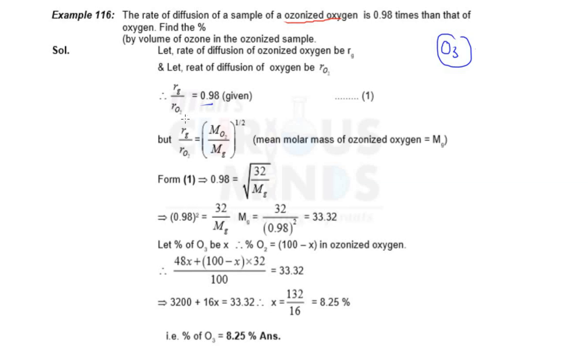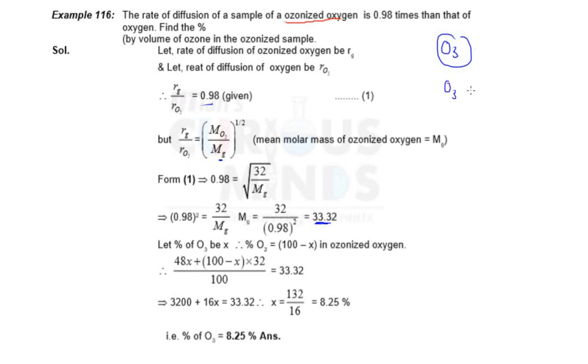Rate is inversely proportional to the square root of the molecular weight. So R1 by R2 is nothing but the square root of M2 by M1. So the rate of ozone upon the rate of pure oxygen is the square root of the weight of oxygen upon the weight of ozone. So you should know the weight of this mixture. Squaring both sides, we get 0.98 squared is 32 by Mg, and Mg we get as 33.32.